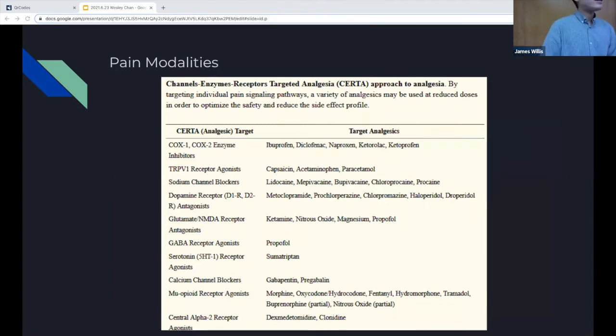In some of the anesthesia literature, they use this concept of CERTA for treating pain, using different receptors in the pain pathway and different modalities and pain medications. It goes from COX inhibitors to dopamine receptors to calcium channel blockers to central alpha-2 receptors. So my next part of my talk is going to be about the different modalities that we can use.